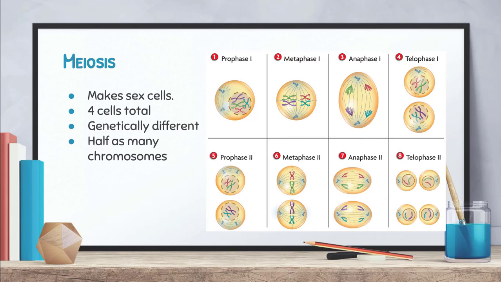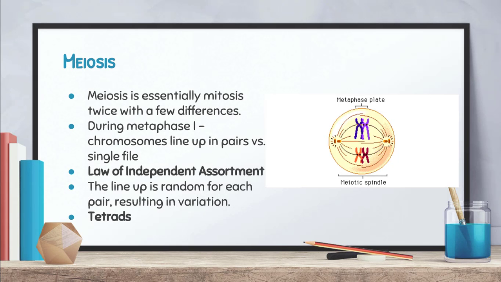Let's dive into a little bit more detail about how we get genetic diversity in offspring. As I mentioned before, meiosis is essentially mitosis twice. There are a few key differences. The first key difference is during the first metaphase. If you remember, in mitosis, the chromosomes line up single file along the metaphase plate. Well, during meiosis, they actually line up in pairs. They line up in homologous pairs. So 2 of the number 1 chromosomes will pair up, 2 of the number 2 chromosomes will pair up, and so on. They'll pair up into 23 pairs of chromosomes along the metaphase plate.